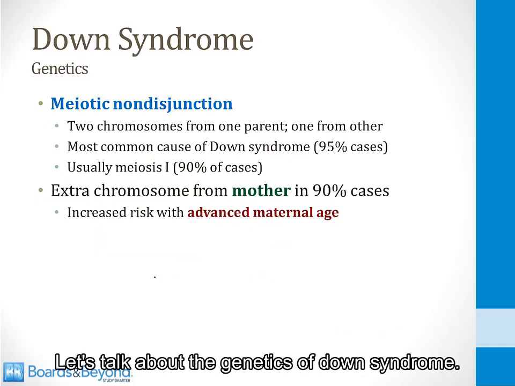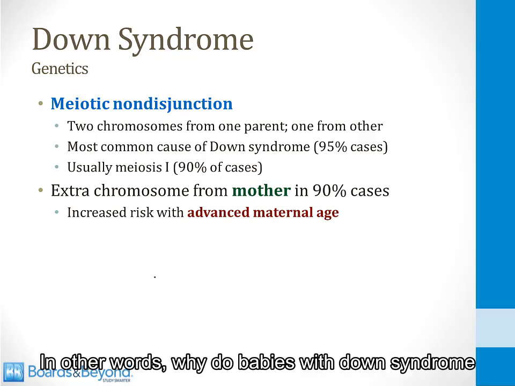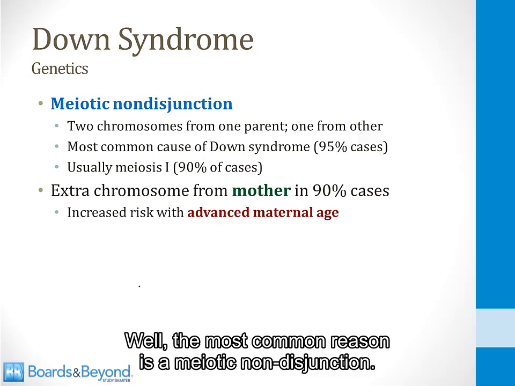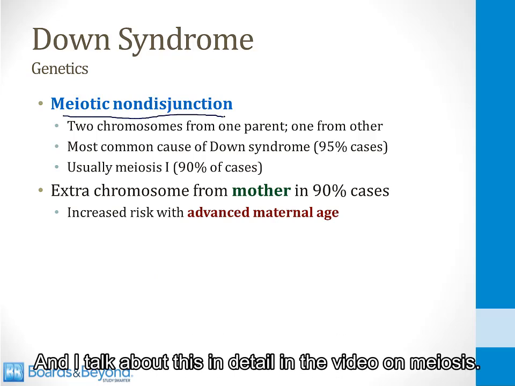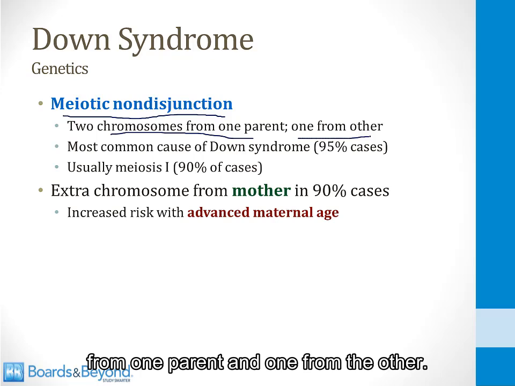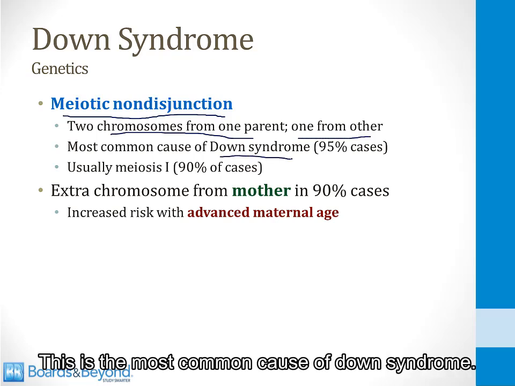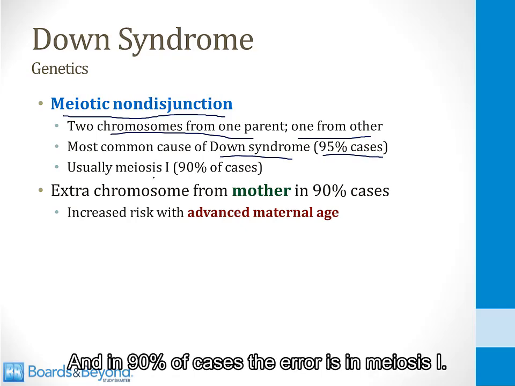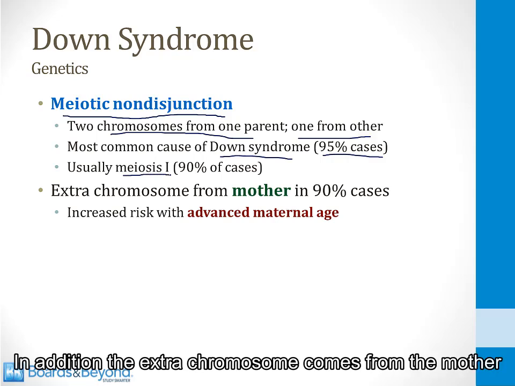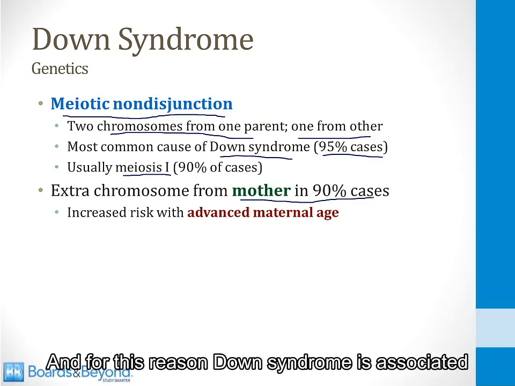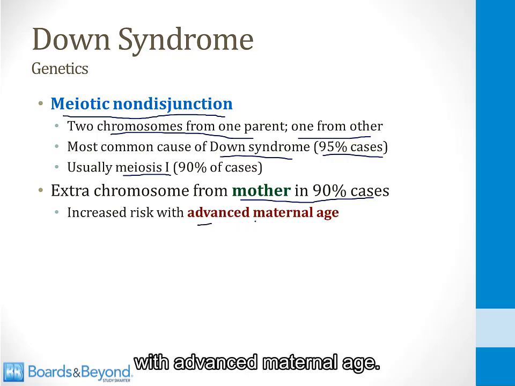Let's talk about the genetics of Down syndrome. In other words, why do babies with Down syndrome develop with 3 copies of chromosome 21? Well, the most common reason is a meiotic non-disjunction, and I talk about this in detail in the video on meiosis. When this happens, the baby receives 2 chromosomes from one parent and 1 from the other. This is the most common cause of Down syndrome. It's responsible for 95% of cases. And in 90% of cases, the error is in meiosis 1. In addition, the extra chromosome comes from the mother in 90% of cases, and for this reason, Down syndrome is associated with advanced maternal age.